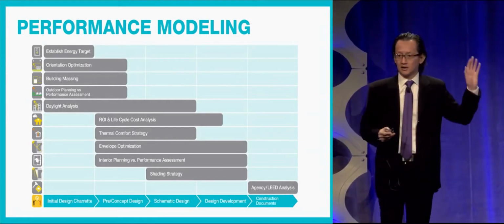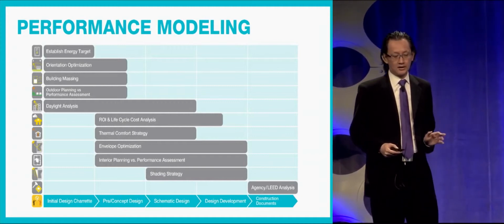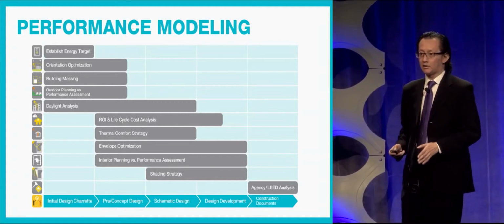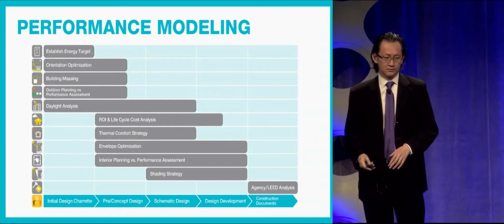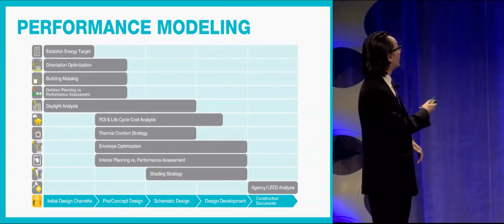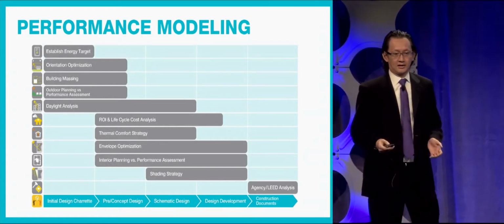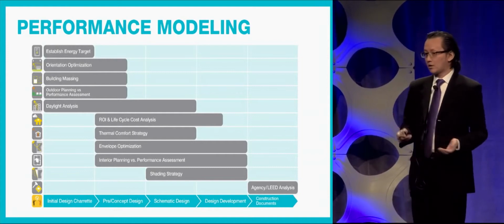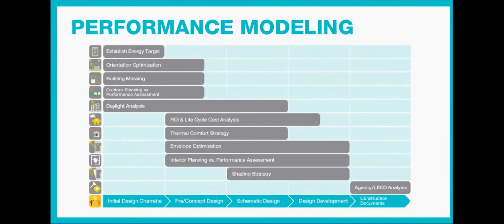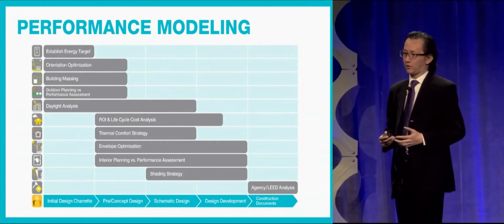As you can see, it starts with establishing an energy target and goes through to delivering energy modeling for the LEED compliance. If you see the fifth row, it's actually daylight analysis. Ideally, we would like to do it in early design, at least until the SD stage, so you have the opportunity to play with your massing and the shape of your building.